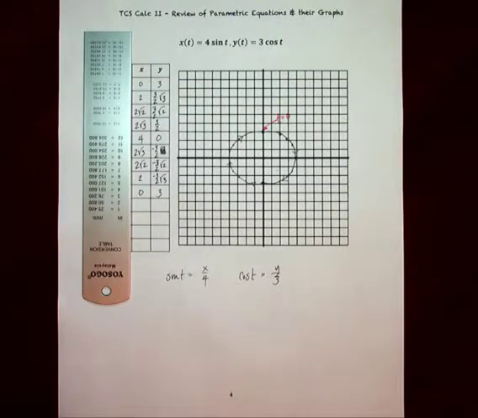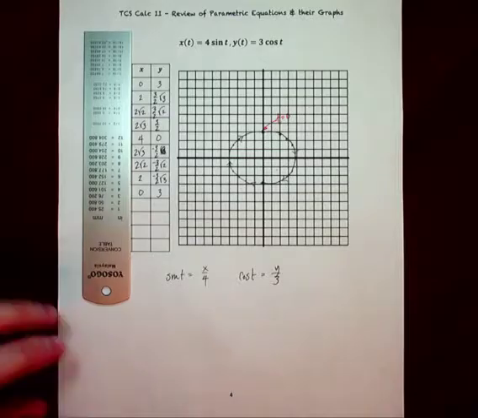Now I have another question. We've basically used sine squared plus cosine squared in order to eliminate the parameter thus far. My question is, can I eliminate the parameter using inverse trig? Okay, well, let's see.